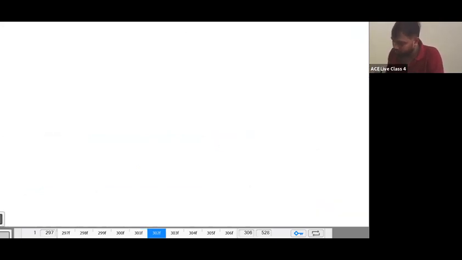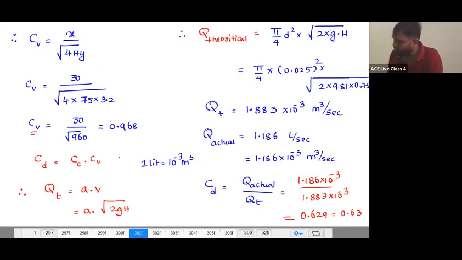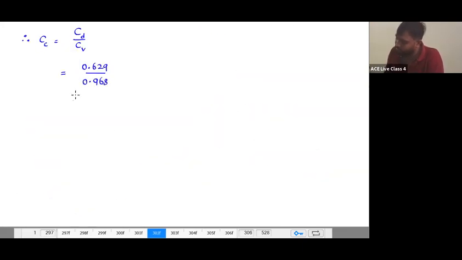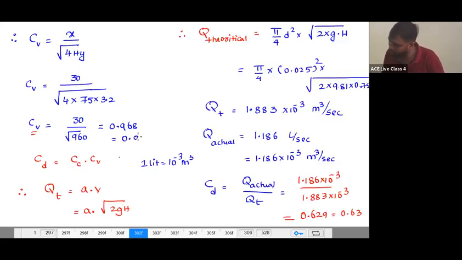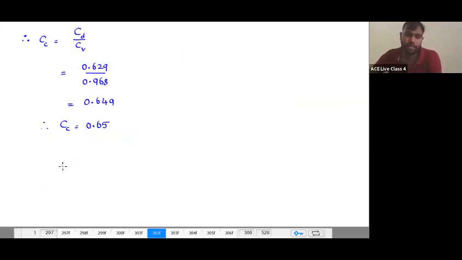Now, once I know this, what is CC? CC is nothing but CD by CV. So CD is 0.629 by 0.968. So this value is going to be 0.649. So I can take this value as 0.65 now. Now I can take this value as 0.97. So this is going to be 0.60. The actual values I am taking so that I can find out the CC value.